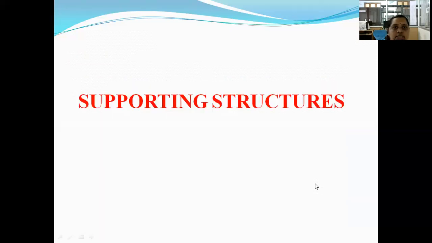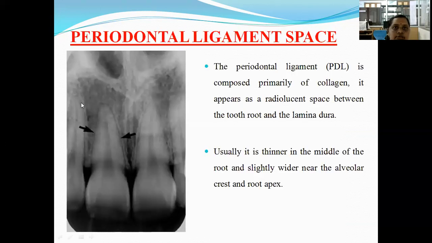So next is the radiographic appearance of the supporting structures of teeth. First is the periodontal ligament space. The periodontal ligament is composed primarily of collagen. It appears as a radiolucent space between the tooth root and the lamina dura. Usually it is thinner in the middle of the root and slightly wider near the alveolar crest and the root apex. So this is the periodontal ligament space which appears as a thin radiolucent line around the root of the tooth.